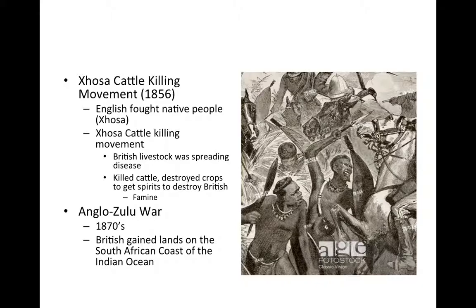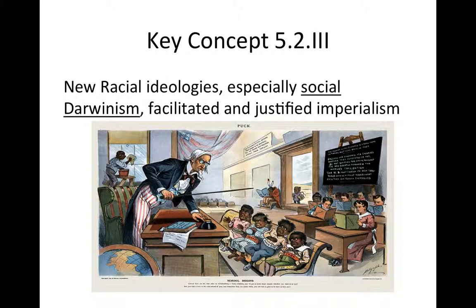The Xhosa were a native group of people. And then this image depicts the Anglo-Zulu War. The Zulu people of Southeast Africa along the Indian Ocean also rebelled against the British. That too was a loss or a defeat for the local people. Notice the common denominator, right? Unsuccessful rebellions.